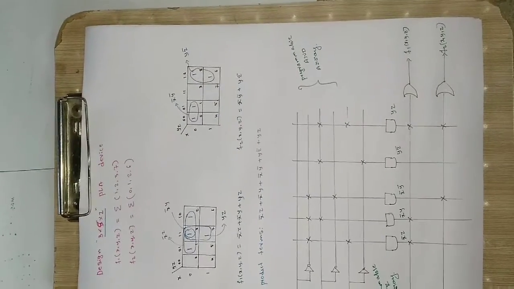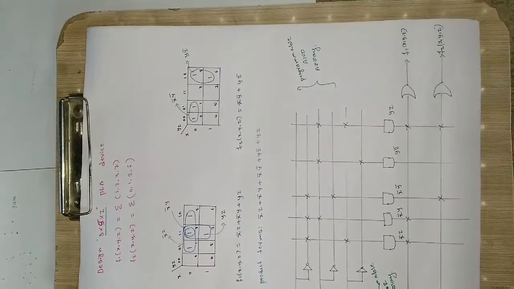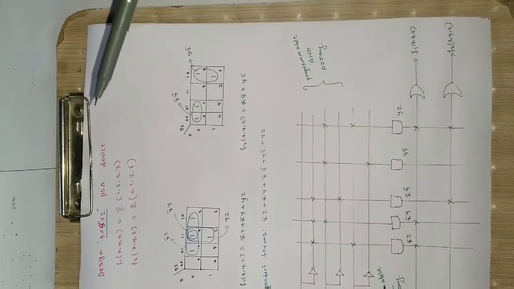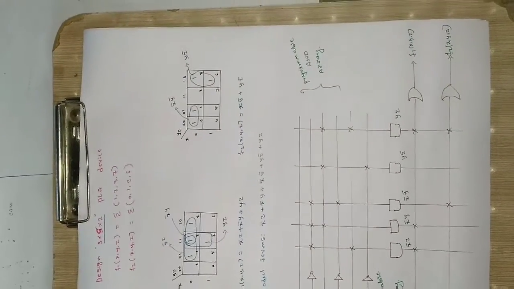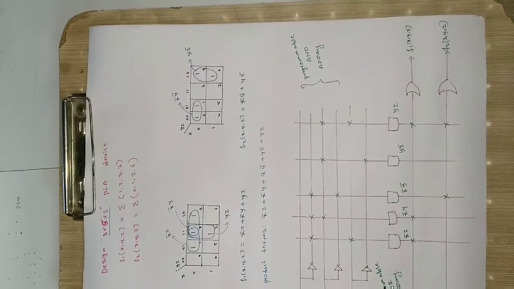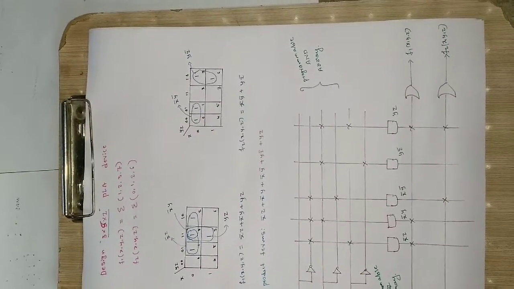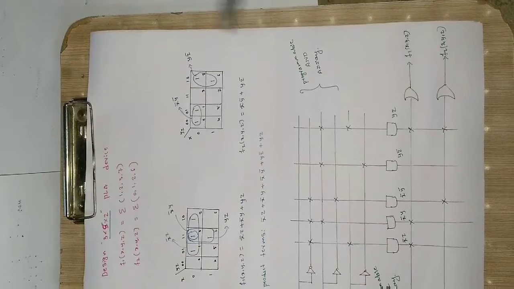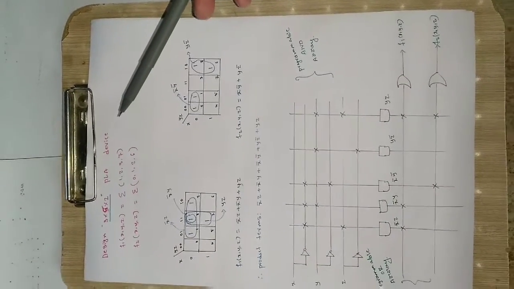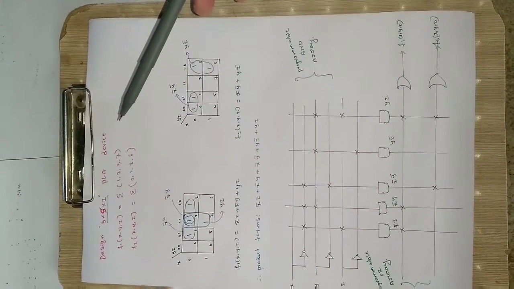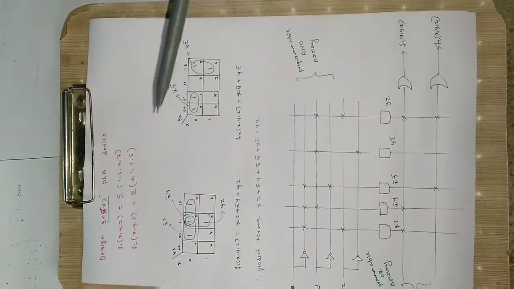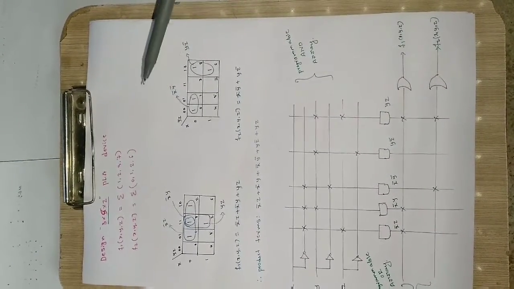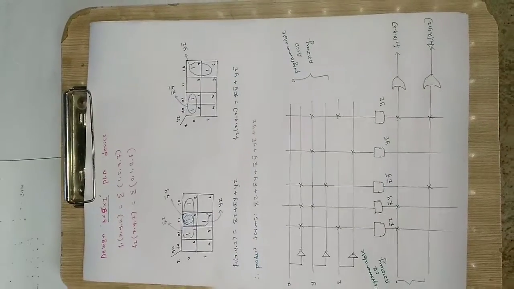So how can I proceed for this problem? First, the given functions are f1 of x, y, z equal to the summation of minterms 1, 2, 3 and 7. And the second equation consists of the minterms 0, 1, 2 and 6. First we will try to convert these minterms into the form of variables x, y, z, and similarly we'll do it for the second one also. So we'll convert f1 and f2 in terms of the variables x, y and z.